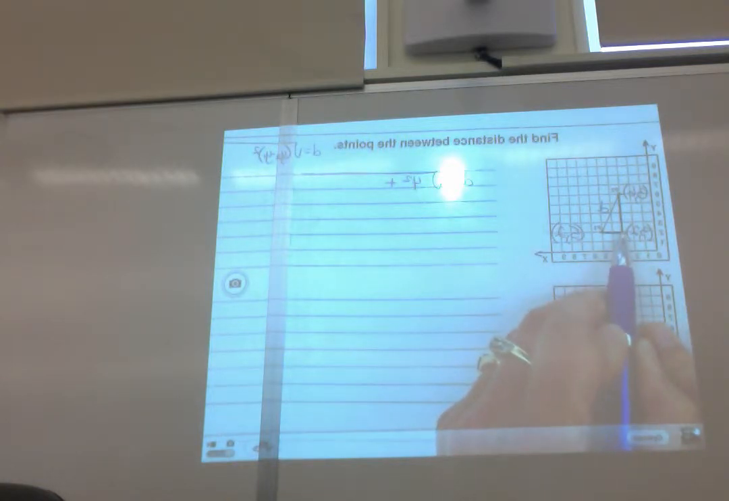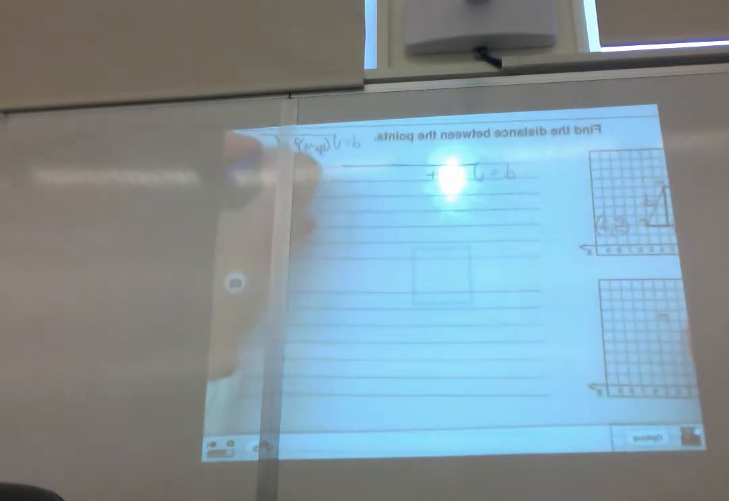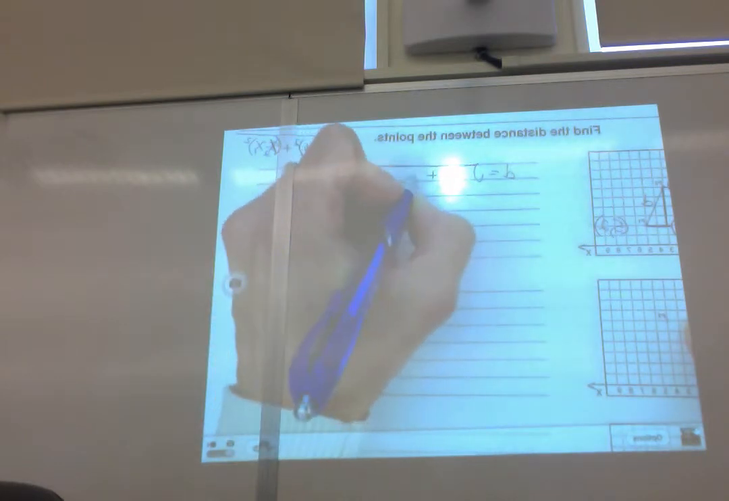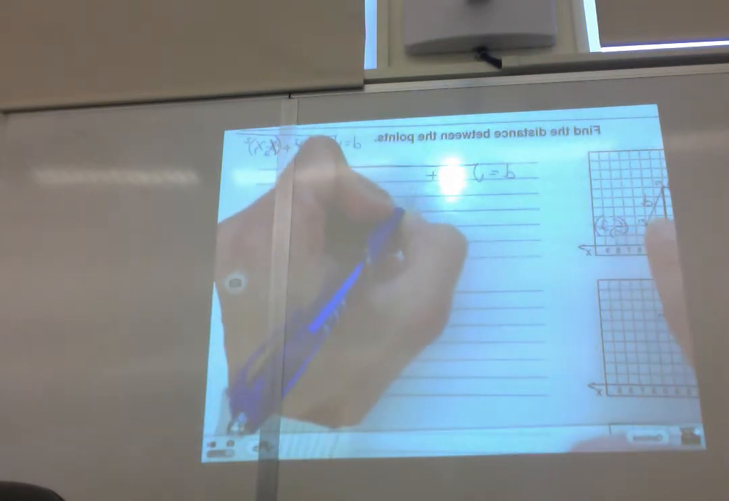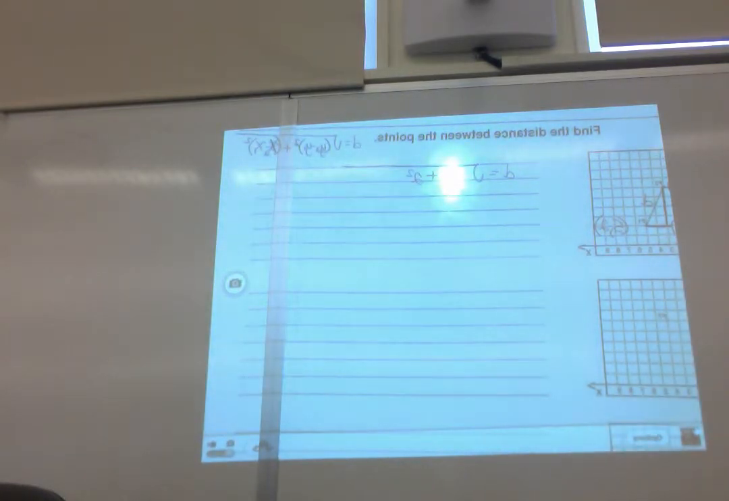How far apart are those guys? 2. I can find that mathematically by subtracting them. 5 minus 3. x2 minus x1 is the generic formula. And so this is going to be 5 minus 3, which is 2. 2 squared is what's going to go in right here.